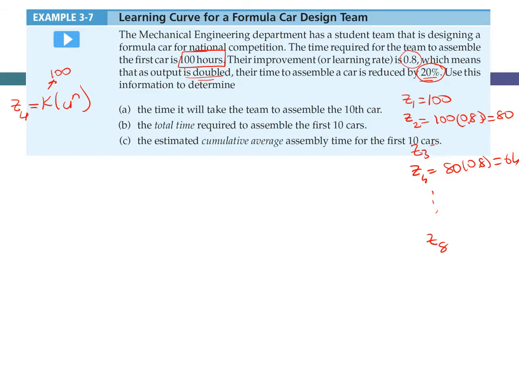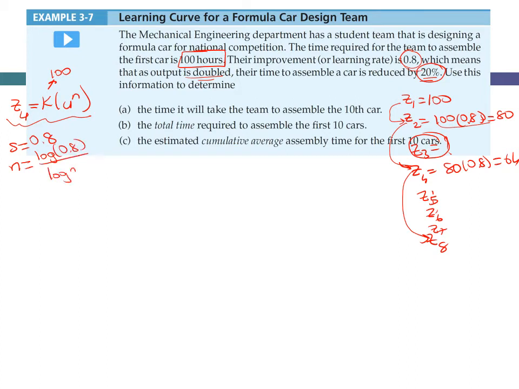But how will you calculate Z3? How will you calculate Z5, Z6, Z7? If it is just doubled, to 2, to 4, and to 8, we just use this multiplication. But what about Z3? In order to calculate Z3, we need to use this formula. And this 0.8 is S. Then we can calculate n as the logarithm of 0.8 divided by the logarithm of 2, which means that n is equal to minus 0.322. Now in this formula we know k, we know n, and u is the number of the unit. Then we can calculate many things from here.